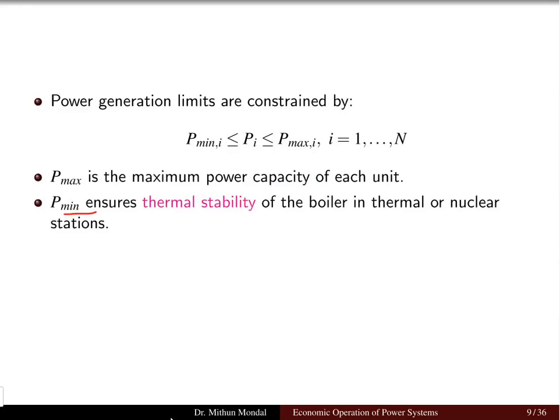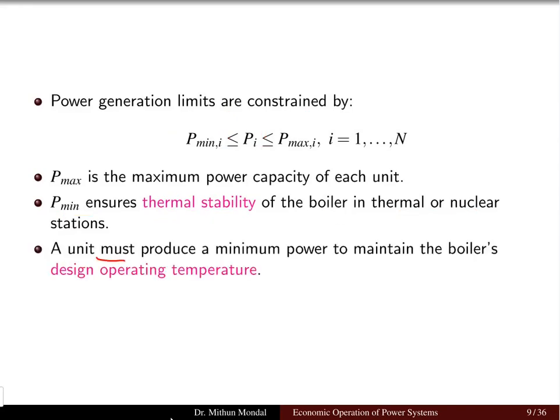The minimum ensures thermal stability. So this minimum value of the power for the particular plant ensures the thermal stability of the boiler in a thermal or nuclear station. So a particular power plant has to produce power which will lie between the minimum and the maximum value. A unit must produce a minimum power to maintain the boiler's design operating temperature.